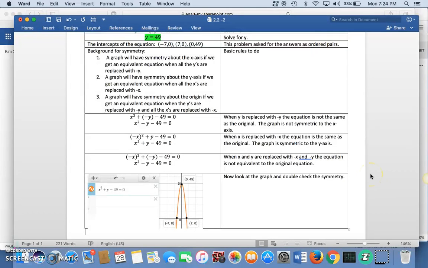Okay, now I have produced the graph of this so that you can see it truly is symmetric to the y-axis. And notice in these two x-intercepts here, what happened? The signs changed on the x's, so that means it's symmetric to the y-axis. Hope that makes a little sense to you.